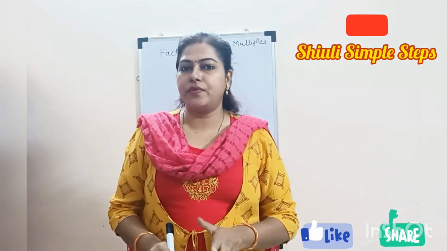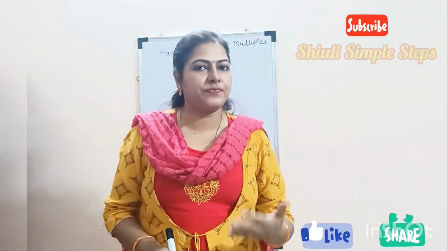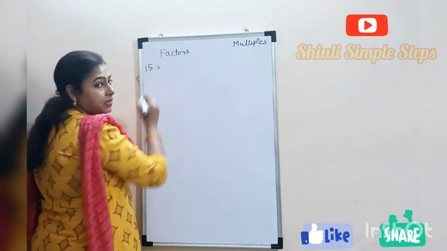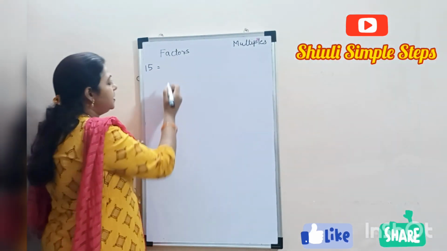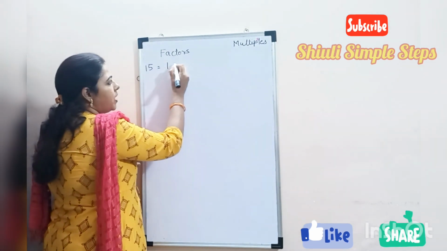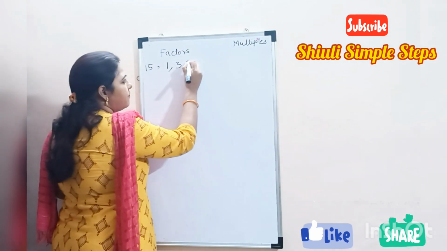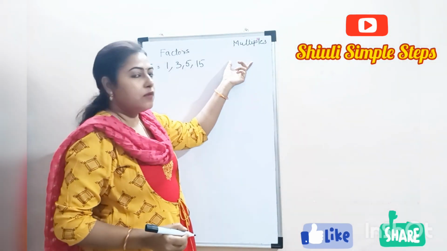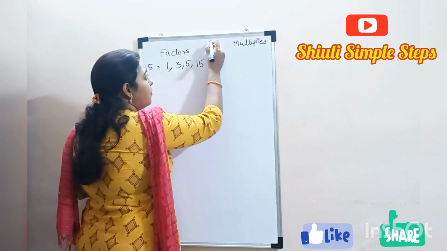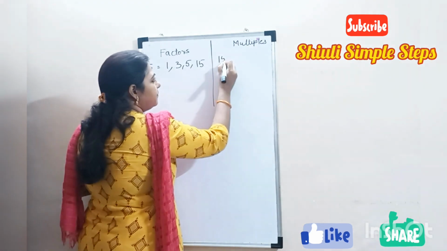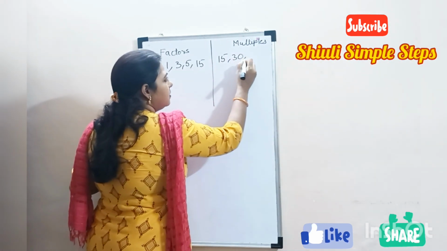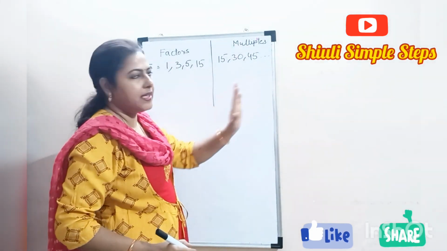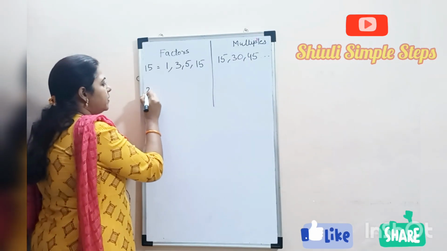Now suppose we take another example, that is 15. What are the factors of 15? We have found them: 1, 3, 5 and 15. And what are the multiples of 15? It starts from 15: 15, 30, 45 and so on. It is endless.